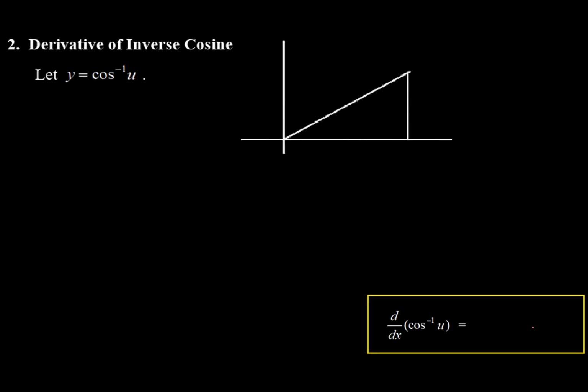Well, let's do the same thing for cosine. We're going to take the u and construct the triangle for y. So this means the cosine of y is equal to u. That means your adjacent side and your hypotenuse side are defined for you, and you can use the Pythagorean theorem to figure out your opposite side.